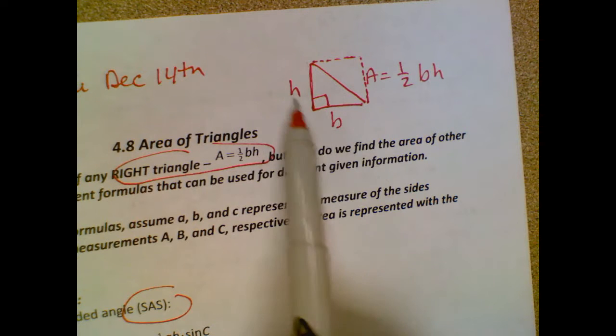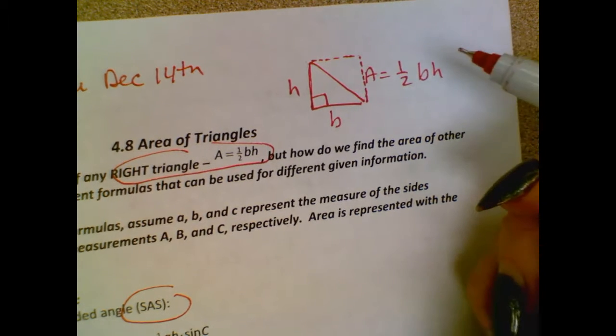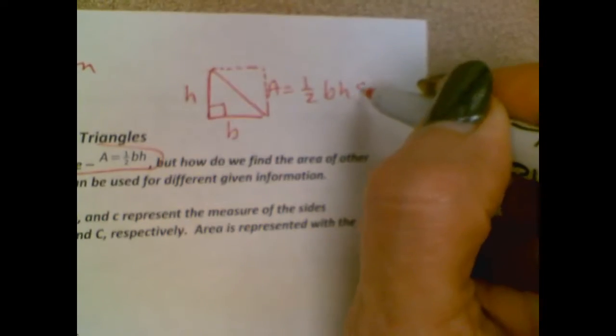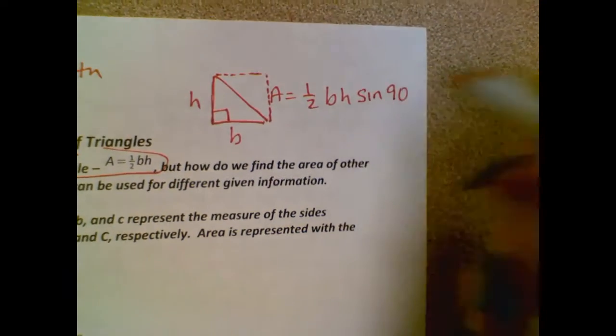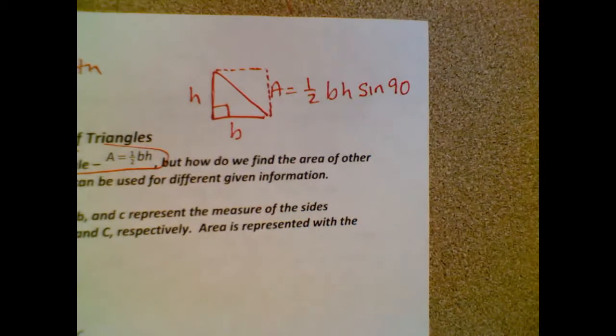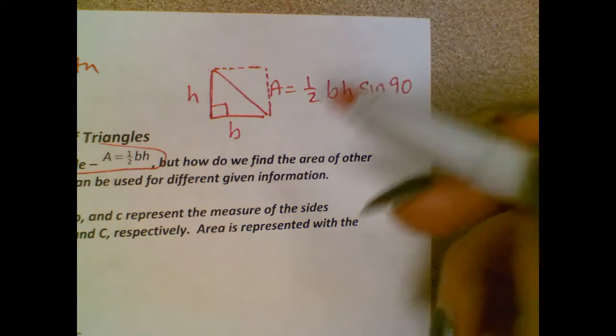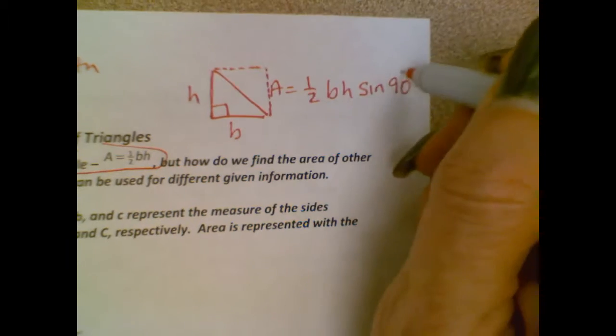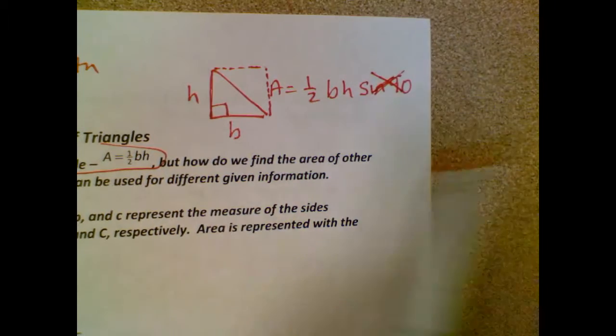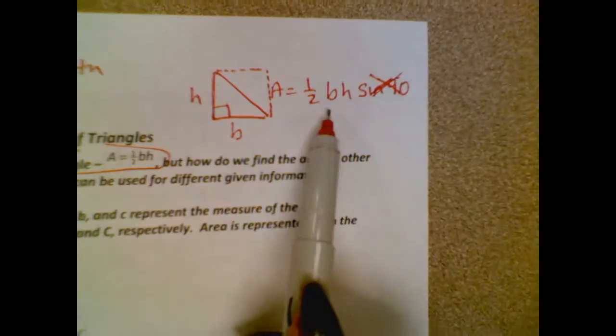So the original area formula was used for this, but they had this at the end. They did 1/2 base height sine of 90. That used to be the original formula. Someone tell me what they know about sine 90. Punch it in your calculator if you don't know. What is sine 90? It is 1. So when it was 90 degrees, they were able to get rid of this part of the formula, which is why they shortened it to area equals 1/2 base times height.